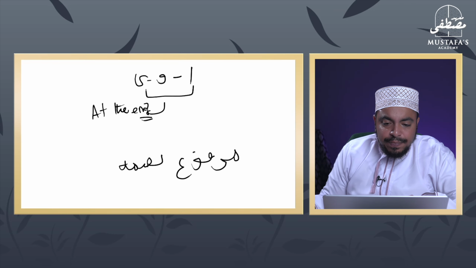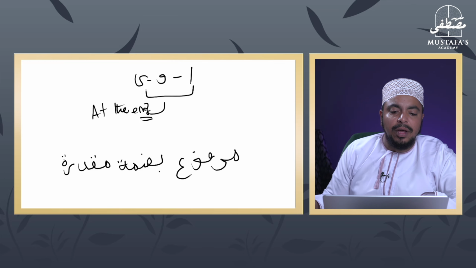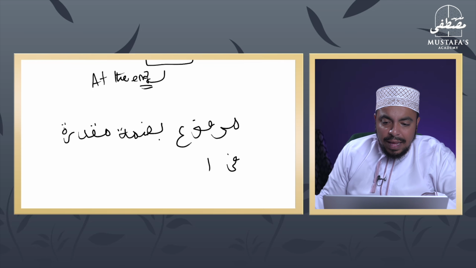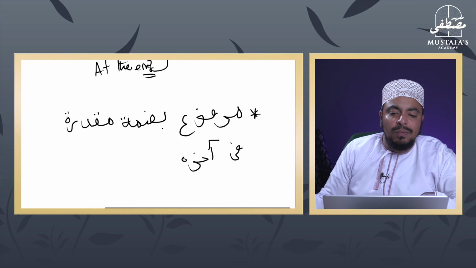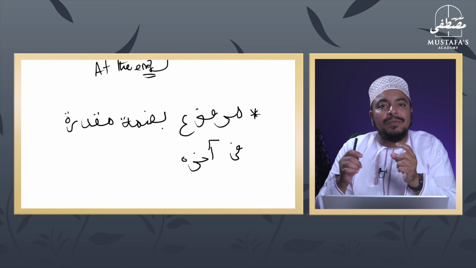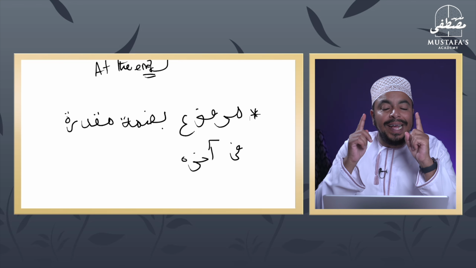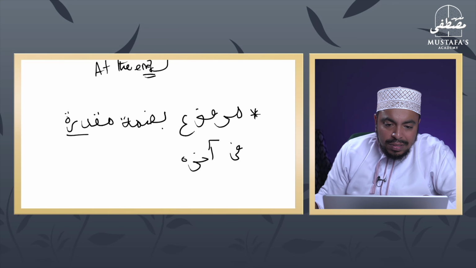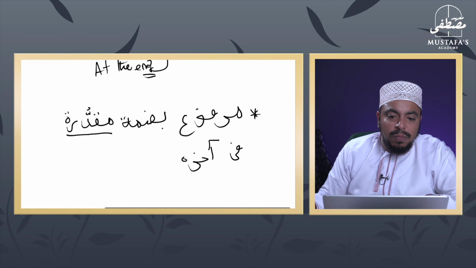بضمة مقدرة في آخره. مرفوع بضمة مقدرة في آخره. It is in a state of rafa with a dhammah that is assumed at the end. مقدرة. You assume the dhammah at the end. Is that very clear? You assume the dhammah at the end.